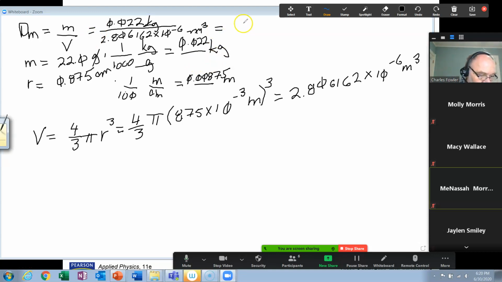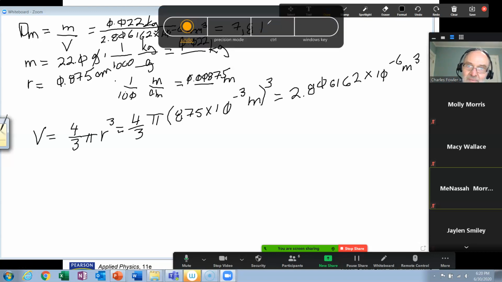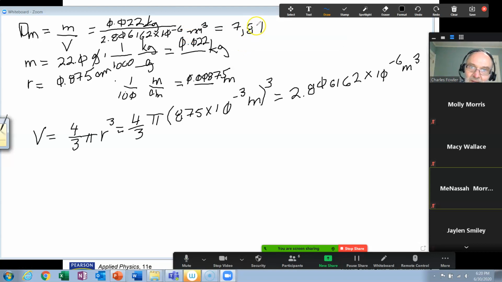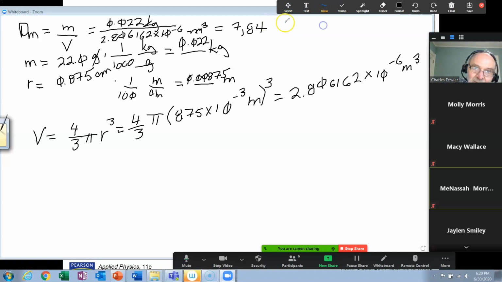That gave me a number that's 7,800, and it says 39.8. But since this is my final answer, I'm going to round that 3 to a 4. I said a 4 and it only wrote a 1. 7,840. Okay, 40. Okay, and that would be kilograms per cubic meter.